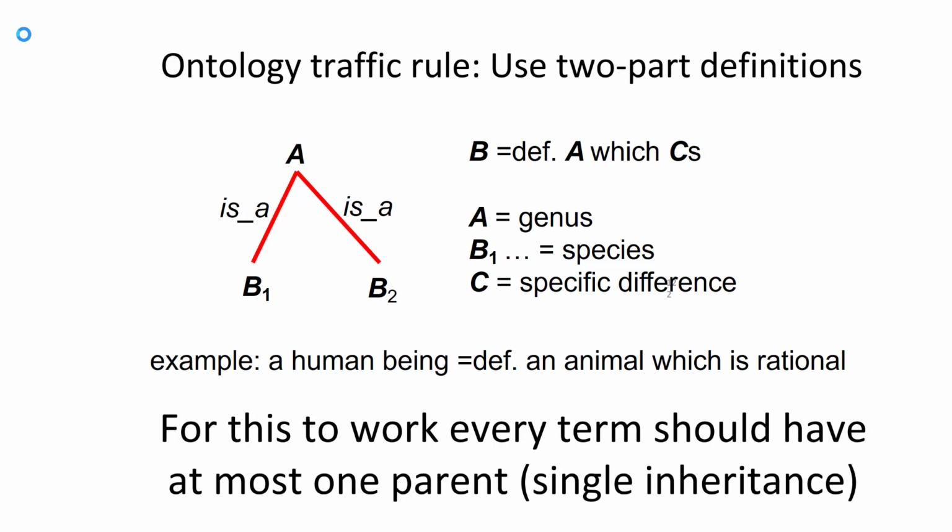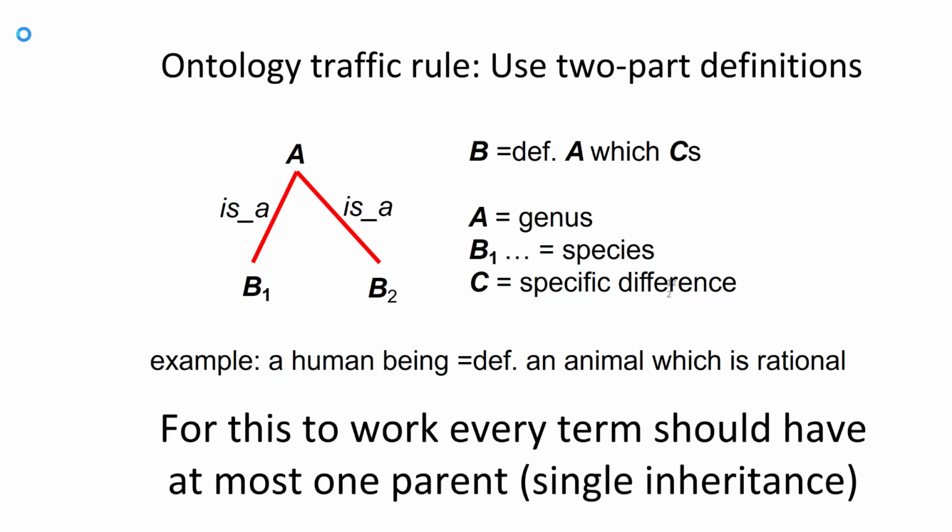The first thing that you will gain if you read that book is insight into various simple ontology traffic rules. So these are the kinds of things which would be built into a wizard. The first ontology traffic rule is that to build a definition, you should always formulate it using this two-part schema. So you define a B as an A which sees. For instance, a human being is an animal which is rational. That's not my definition. It's an old one. I found it on the web.